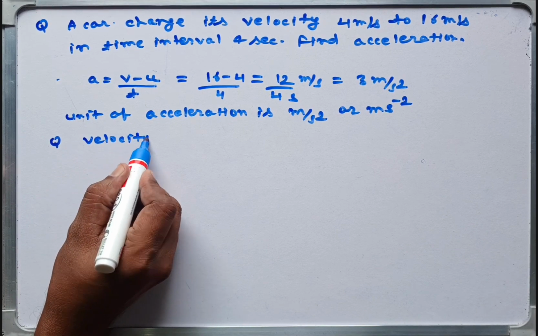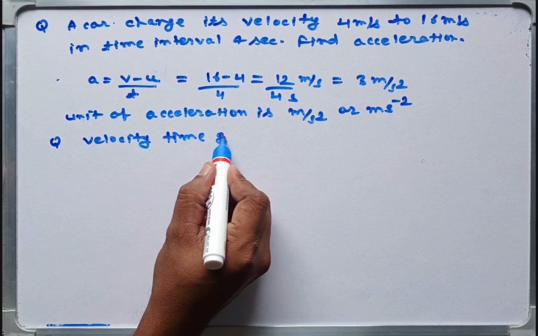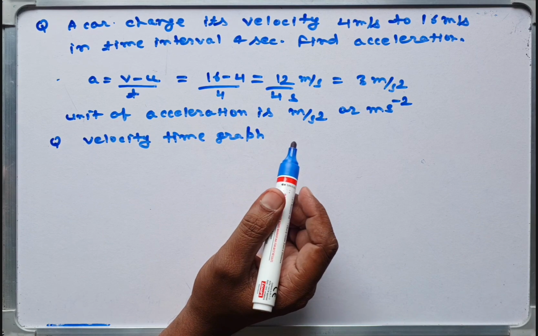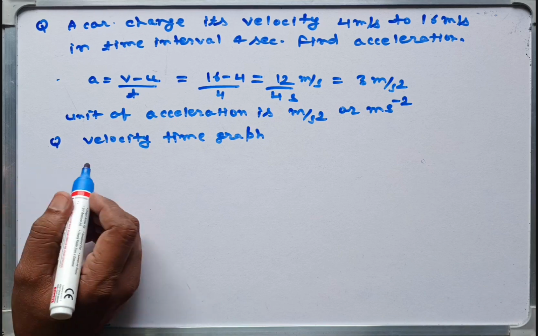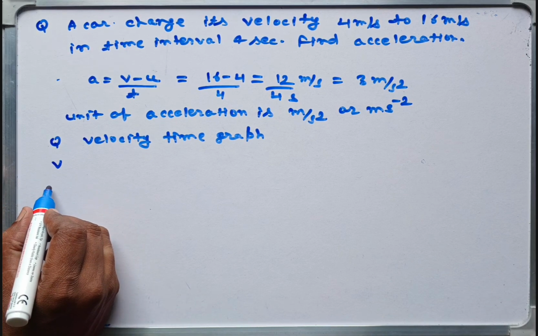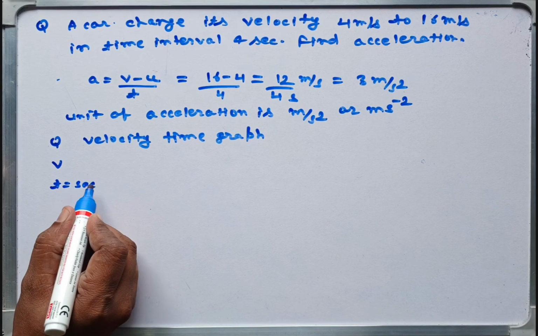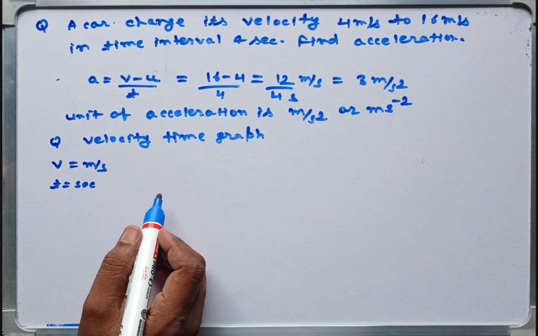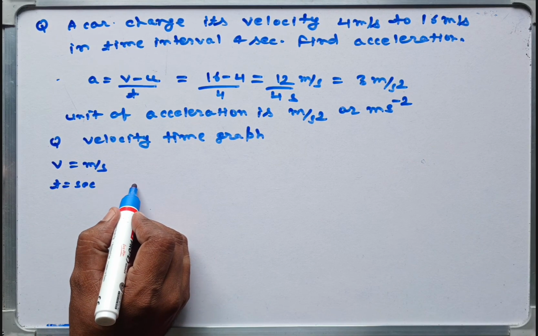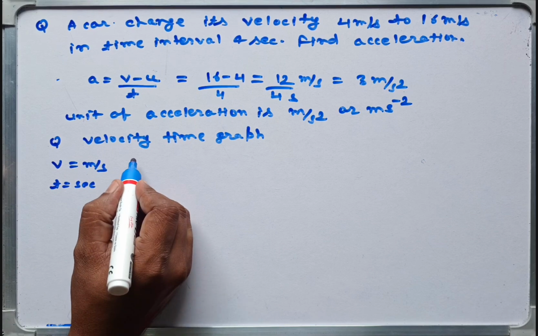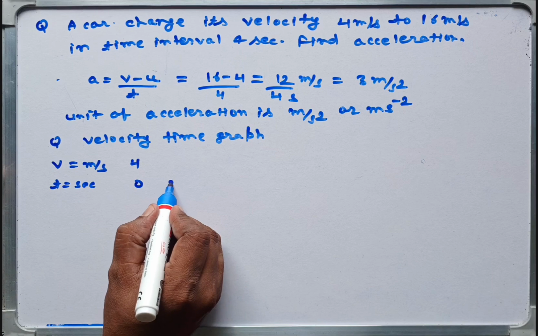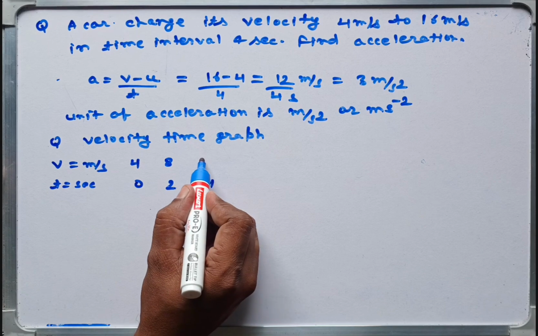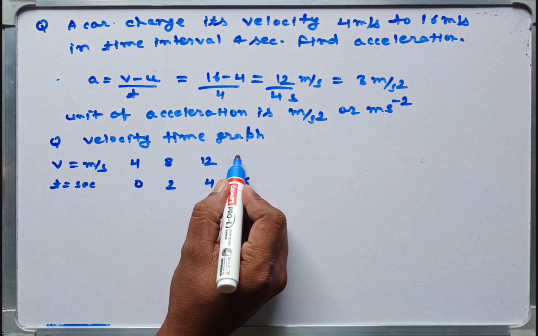The velocity-time graph. Okay, and what information you get from this one. Suppose an object's velocity is v, and this is t in seconds, and this is also meter per second. Now suppose at t equal to 0 the object's velocity is 4, then after 2 seconds it is 8, then after 4 seconds it is 12, and after 6 seconds it is 16.